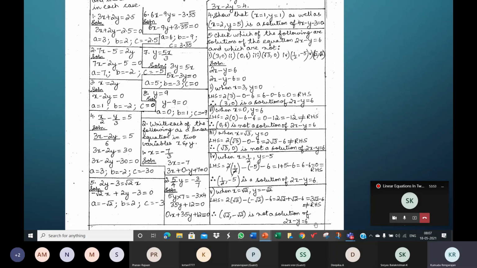So the earlier question was: show that x, y is a solution to that equation. Here, you must check if x comma y is a solution. Check. So LHS may be equal to the RHS or may not be equal.